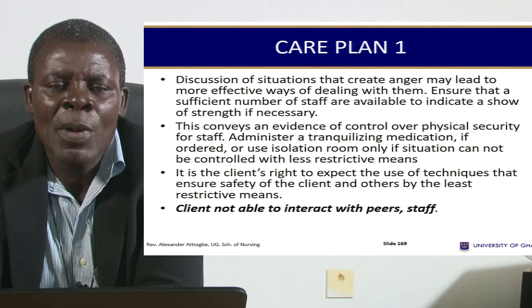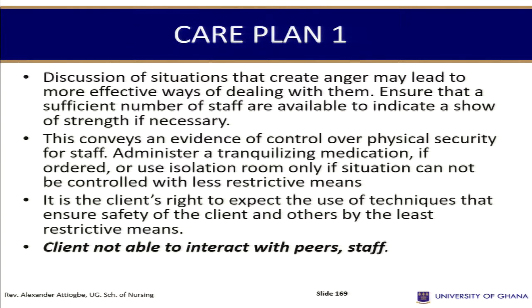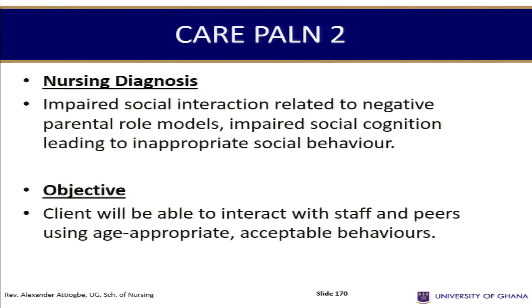Ensure that a sufficient number of staff are available to indicate a show of strength if necessary. This conveys evidence of control and physical security for staff. Administer a tranquilizing medication if ordered, or use an isolation room only if the situation cannot be controlled with less restrictive means. It is the client's right to expect the use of techniques that ensure safety of the client and others by the least restrictive means.